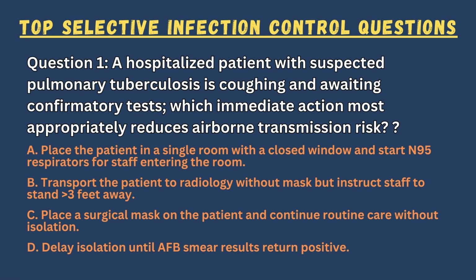Question 1. A hospitalized patient with suspected pulmonary tuberculosis is coughing and awaiting confirmatory tests. Which immediate action most appropriately reduces airborne transmission risk? A. Place the patient in a single room with a closed window and start N95 respirators for staff entering the room. B. Transport the patient to radiology without mask, but instruct staff to stand greater than 3 feet away.